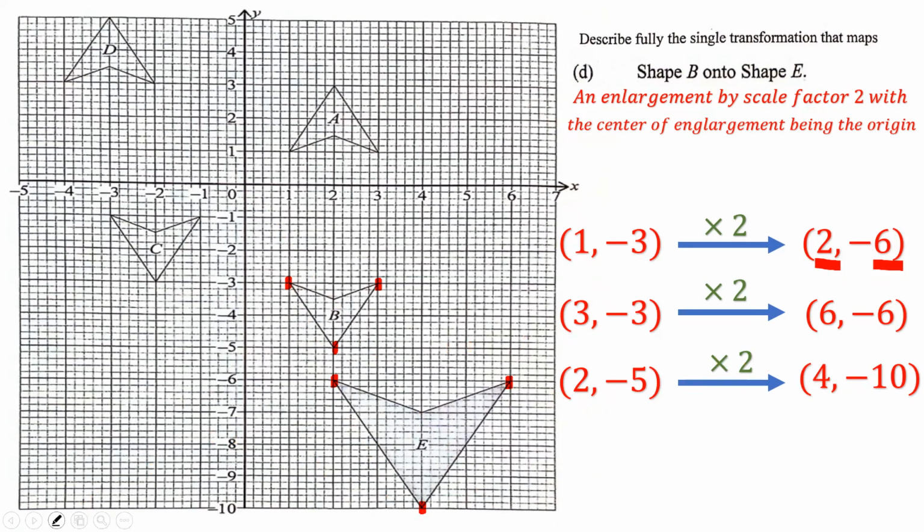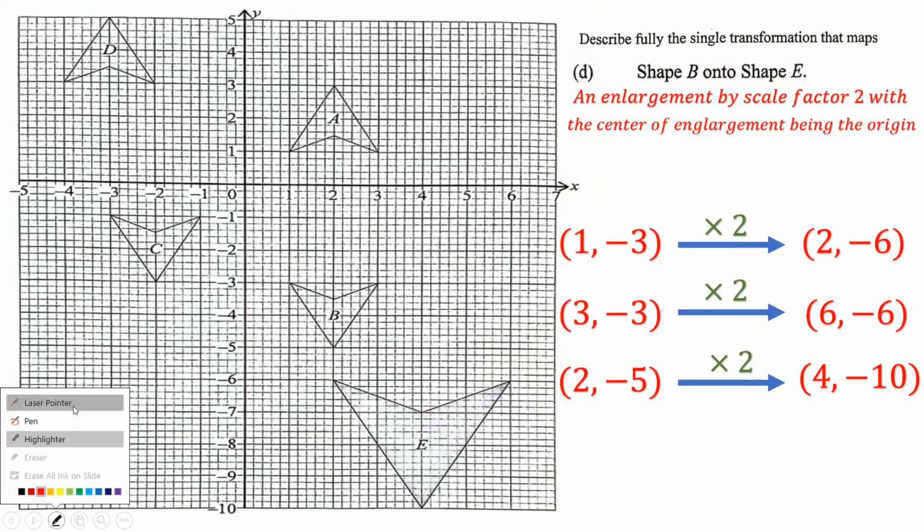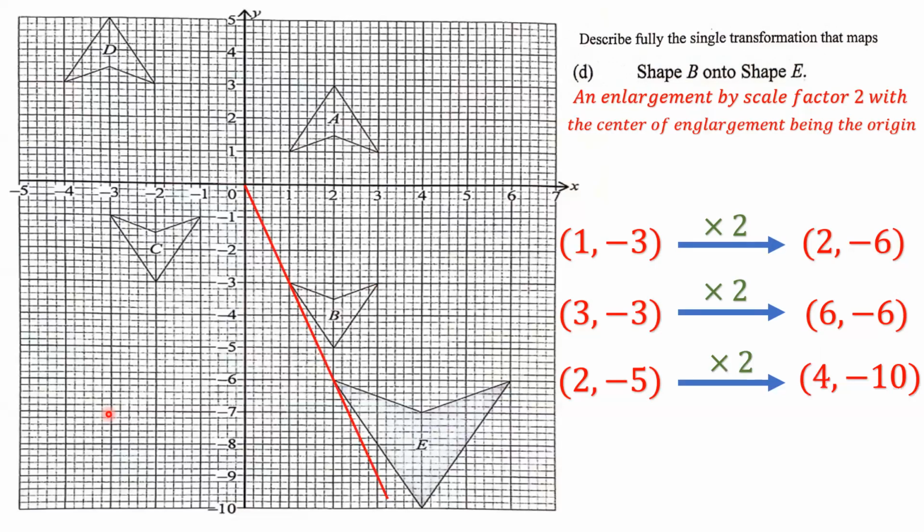In order to figure out the center of enlargement, we just figure where all those points intersect. So we draw a line here. These two are going the same direction and they meet here. And then these two are coming together and they meet here as well. And then these two are coming there and they meet here. So this is definitely the center of enlargement, which is the origin, because all of these lines meet at this particular point, which is the origin. And so we have it right. An enlargement by scale factor 2, with the center of enlargement being the origin, the point 0, 0.